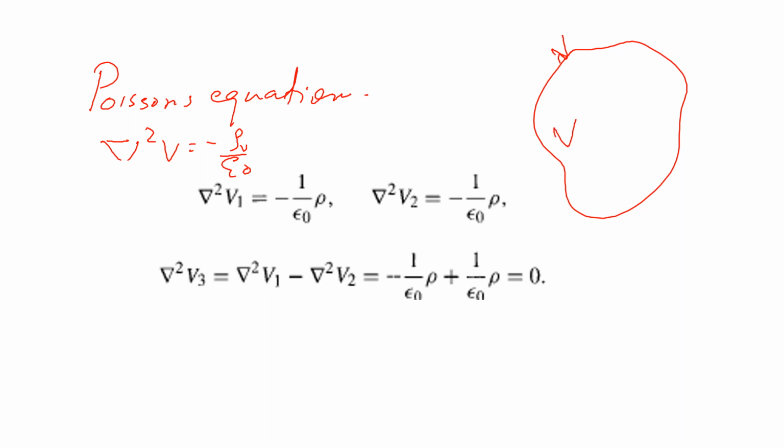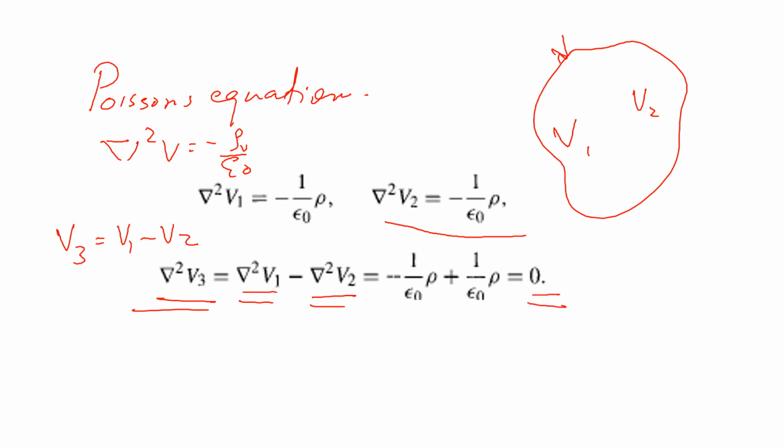Let us imagine that there are two potentials inside the volume that obey Poisson's equation: del square V1 equal to negative rho over epsilon 0, and del square V2 equal to negative rho over epsilon 0. Now we can define V3, which is equal to V1 minus V2. Applying Poisson's equation, del square V3 equals del square V1 minus del square V2, that is equal to minus 1 over epsilon 0 rho plus 1 over epsilon 0 rho, which gives 0. So del square V3 equal to 0.